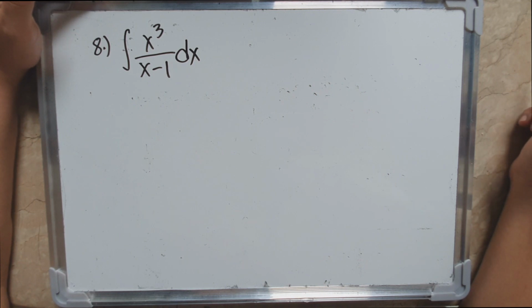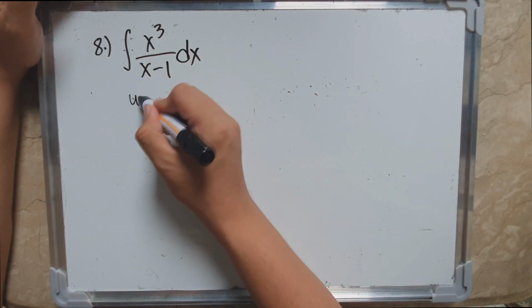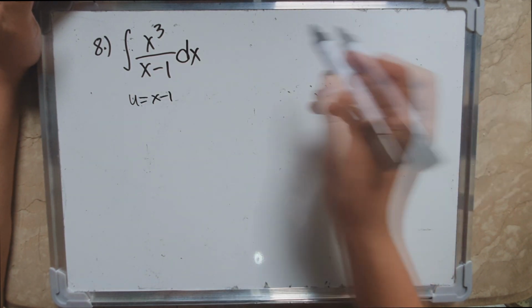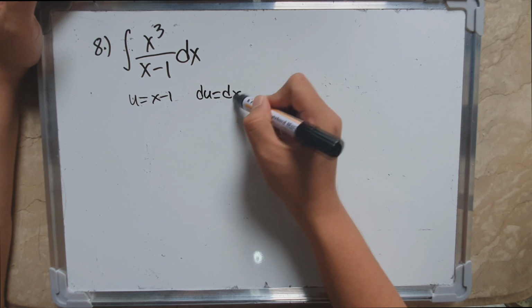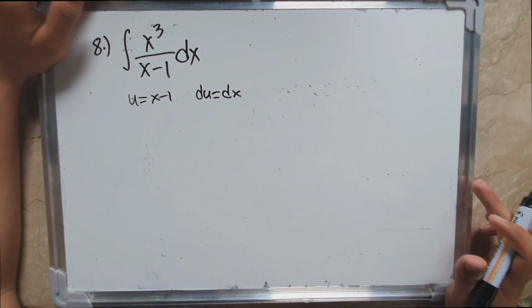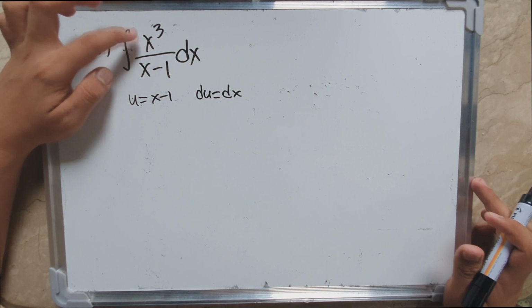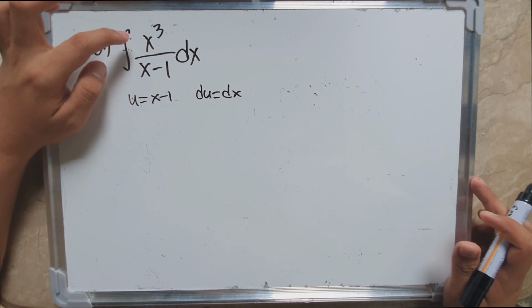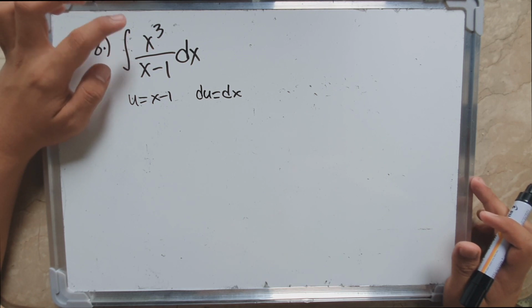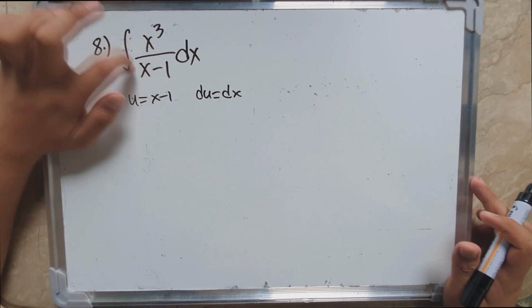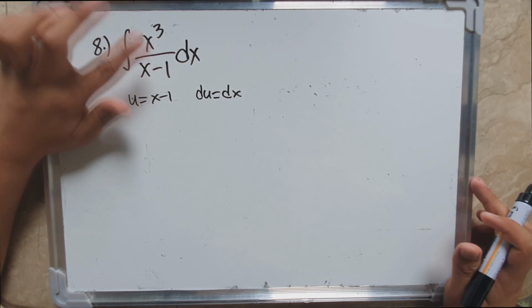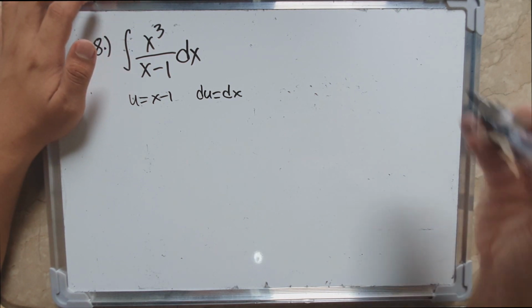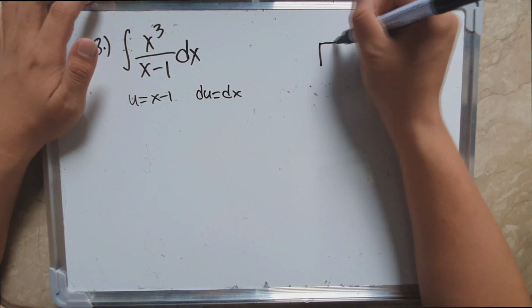Now for number 8, if you look at the problem and you would directly use the denominator as the u, you would notice that the derivative of the u is dx, present here. You would notice that we have a problem because we have x cubed. This one needs to be simplified first, because as you can see, our fraction is an improper fraction. So we'll use long division first in order to evaluate this one.